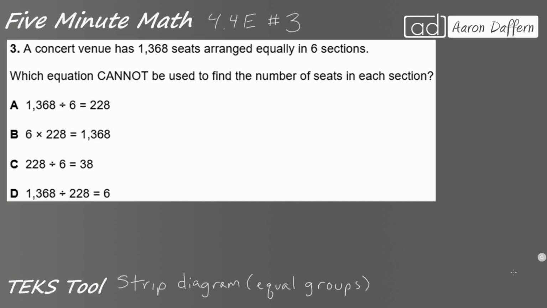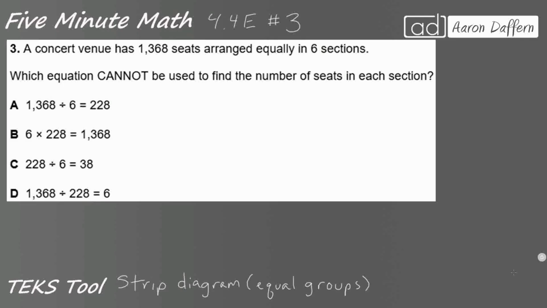Today we are looking at the TEKS tool strip diagram. We are working with equal groups with a problem related to peak 4.4e, and we will solve it in 5 minutes or less. If you haven't done so already, please go ahead and take a moment to pause the video, work this problem out on your own, unpause it, and we will look at our answers together.